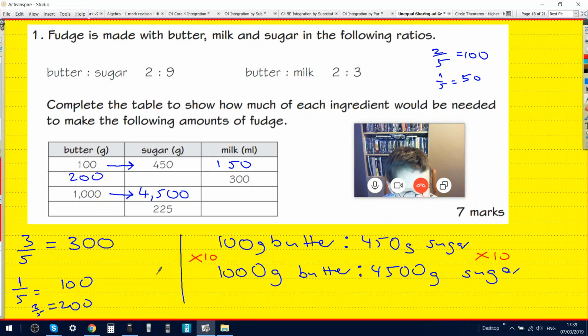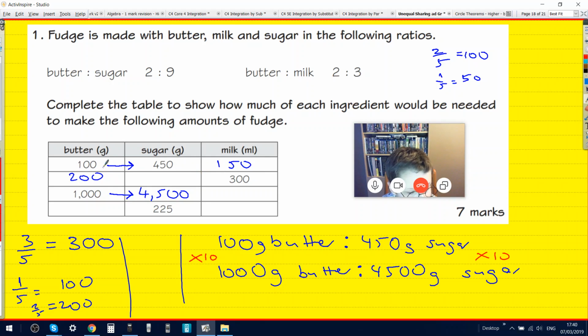And then we need the sugar in the middle. So we need to work out 2/11 of 450. Well, no. Can you do it just by comparison? So 100 butter is 450 sugar, so 200 butter. 550 sugar. Comparison from 100 to 200. The comparison is 100 different.